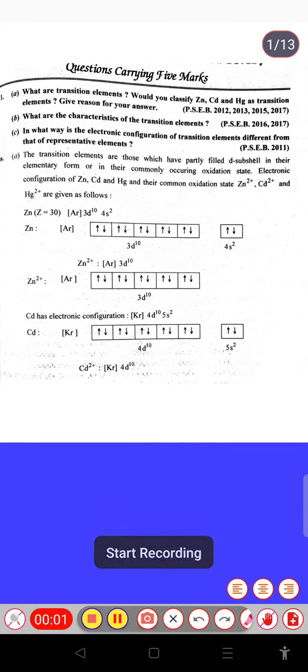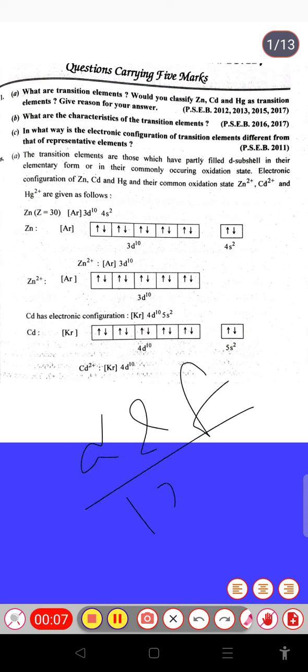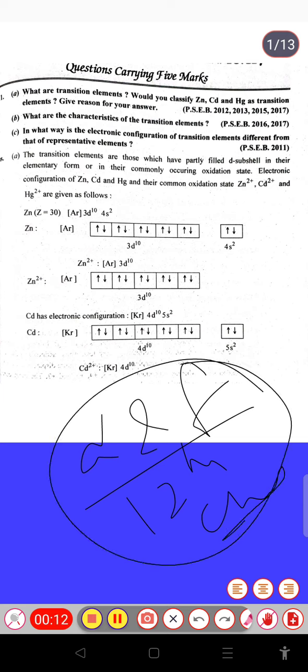Hello dear students, this is one of the most important video lectures for d and f block elements for class 12 chemistry subject, and we will cover the total 5 marks questions from this chapter. So this is one of the most important chapters.